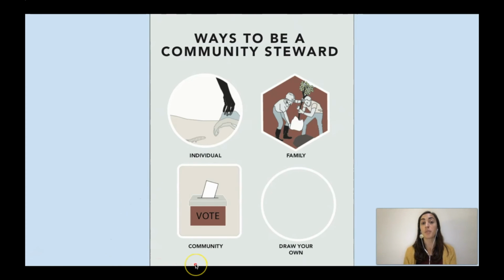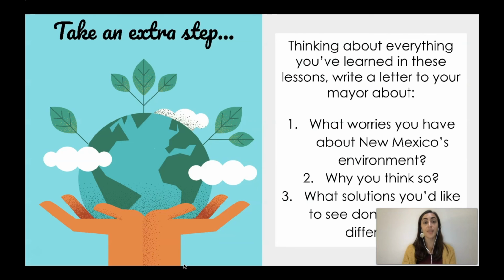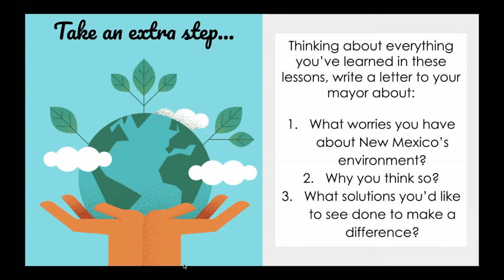And then there are things that you can do as a community. Maybe you're not old enough to vote, but maybe you can think about things larger than that. Maybe it's joining an organization that fights to restore the health of the Rio Grande and the water quality. If you want to take an extra step, I invite you to think about everything you've learned in these lessons and write a letter to your mayor. Maybe you can talk about what worries you about New Mexico's environment and why it worries you, and also some solutions that you would like to see done to make a difference. Those would be some points that you could add into your letter.